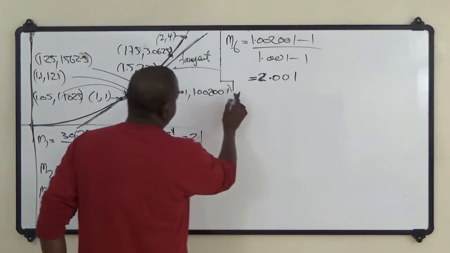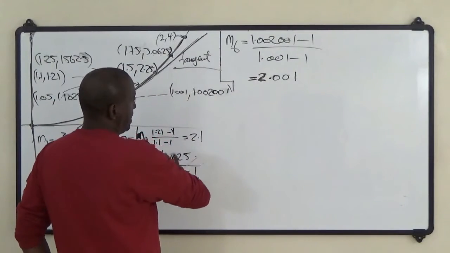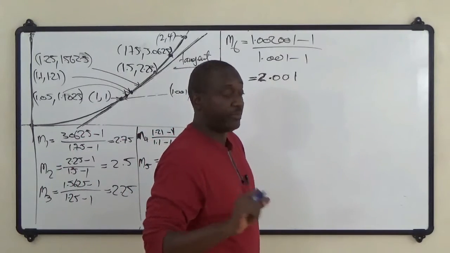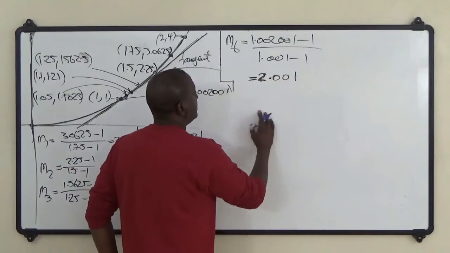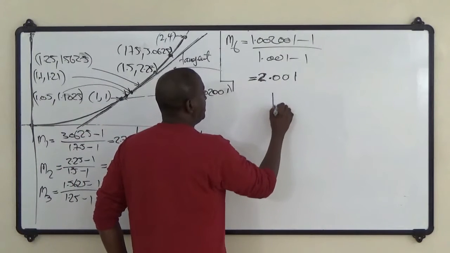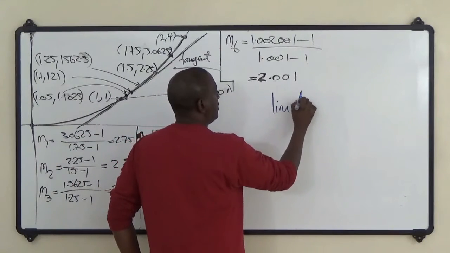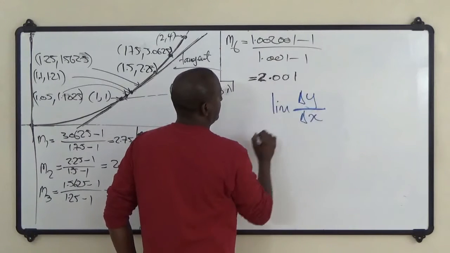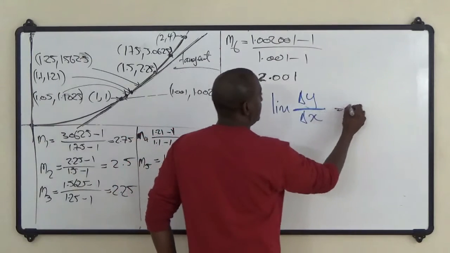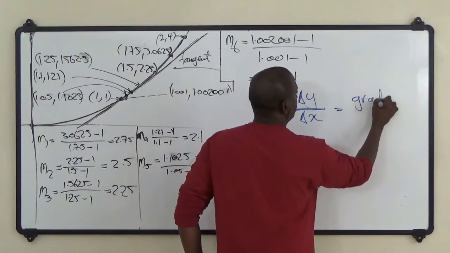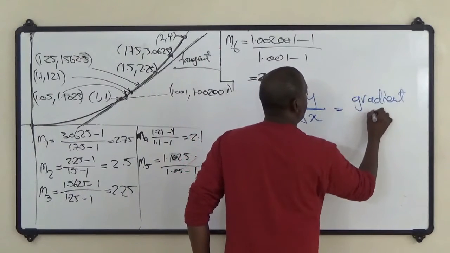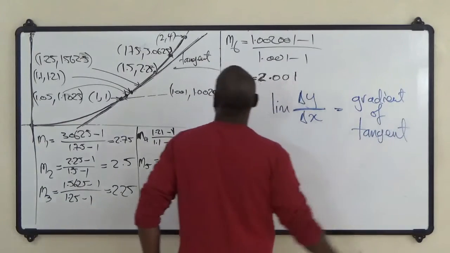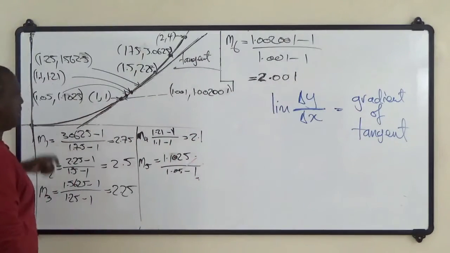We saw that this thing seems to approach 2, and assuming for now that 2 is the limit, we will get to the point of proving that in a little bit. But we could say that the limit of change in y over the change in x is equal to the gradient of the tangent, as we demonstrate here.